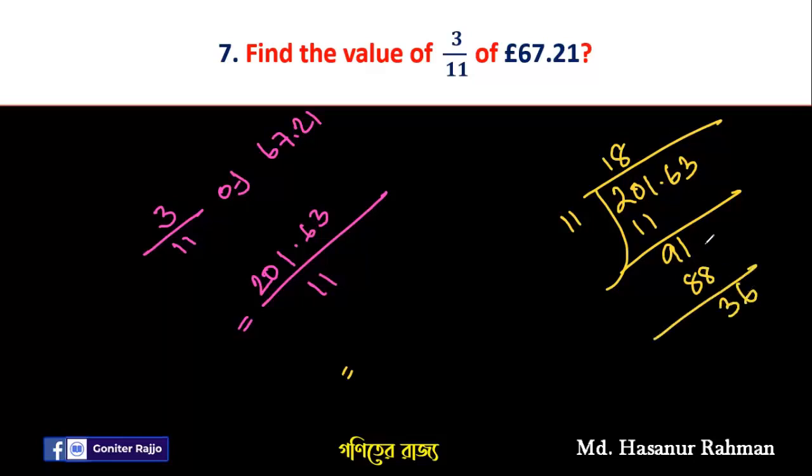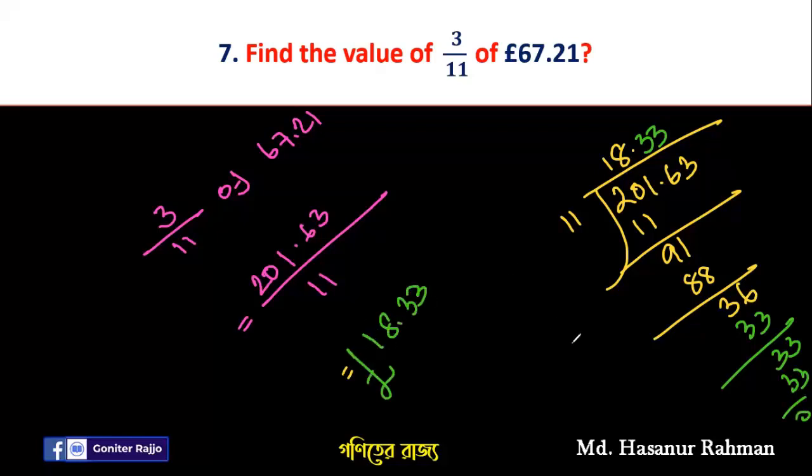So 36. So we have to give a point. Then 11 3s are 33, then the remainder is 3. There is a 3 here. So 11 3s are 33. Okay. Then 18.33 pound will be our final answer.